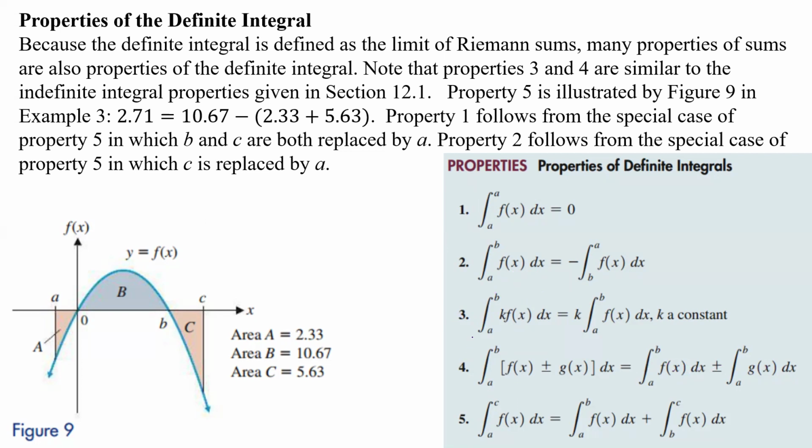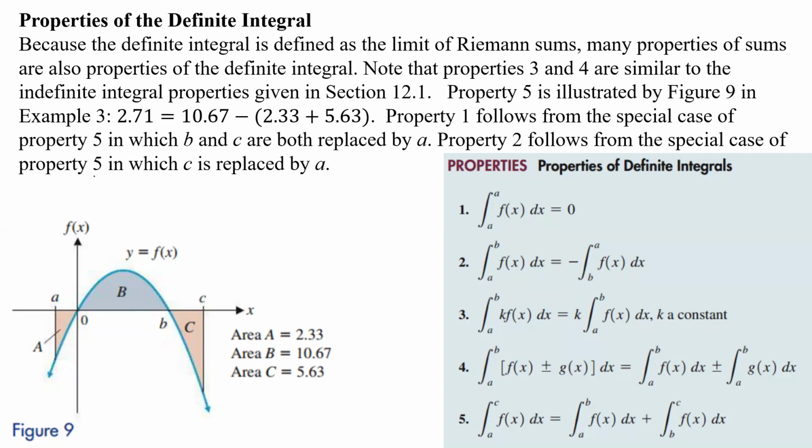All right, property 5 is illustrated by figure 9, and that one basically says we're going to go from A to C. If we're going from A to C, we can take the integral from A to B, which is from here to here, plus the integral from B to C. So we can split it up however we need to.